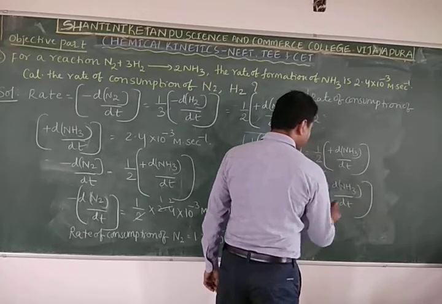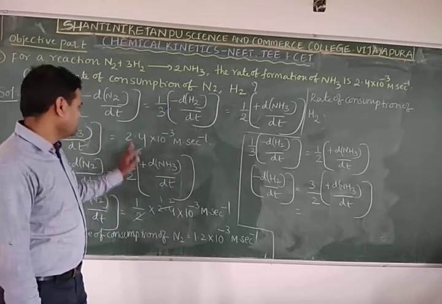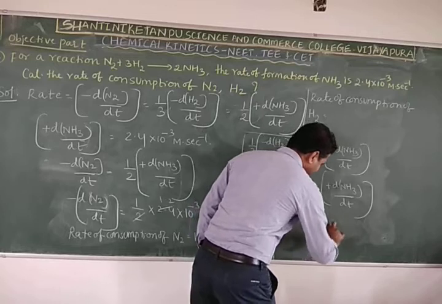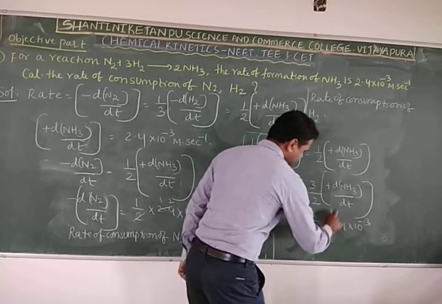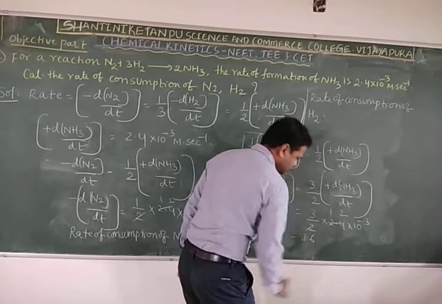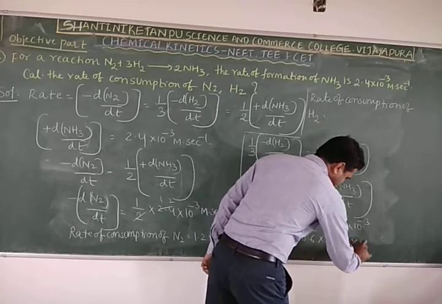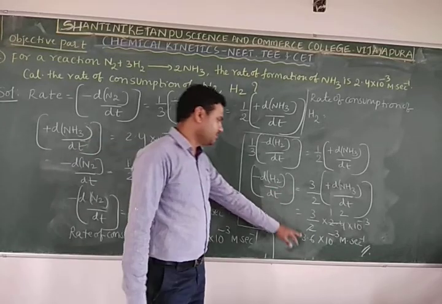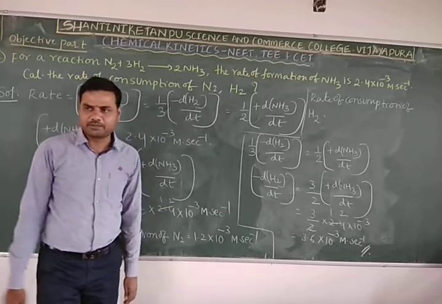And this rate of formation of ammonia is already given. How much is it given? 2.4 into 10 power minus 3. Therefore, I am taking 3 by 2 into 2.4 into 10 power minus 3. And here 1.2 into 3 becomes what? 3.6 into 10 power minus 3 moles per liter per second. So this is the rate of consumption of hydrogen. How much? 3.6 into 10 power minus 3 moles per liter per second.